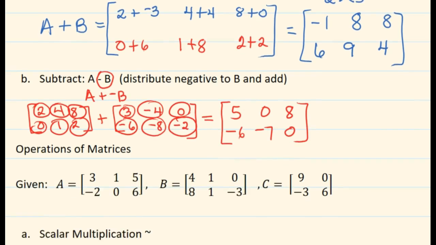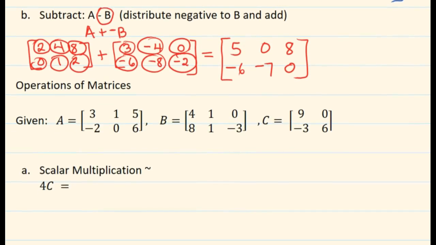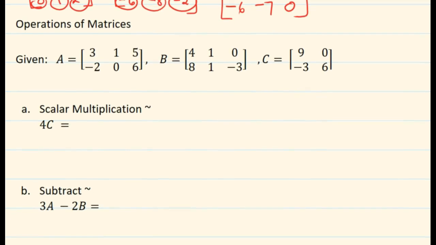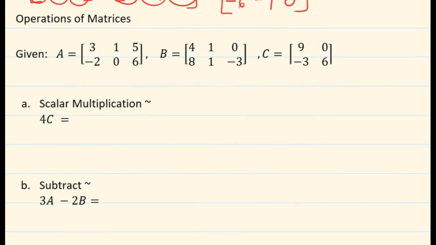Let's try using different operations for matrices. One of the ones that we want to use is scalar multiplication. Scalar multiplication is when we multiply the matrix times a constant.